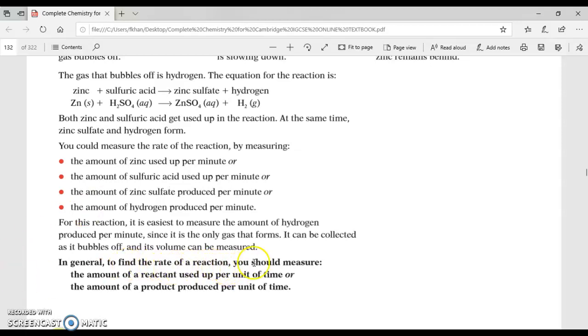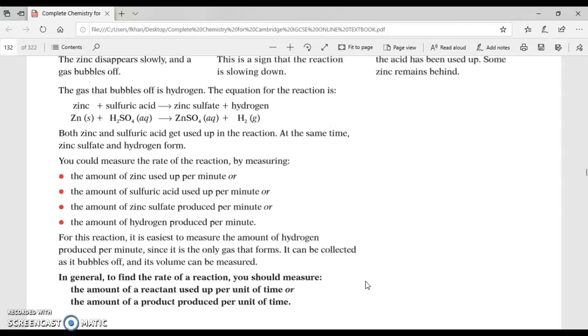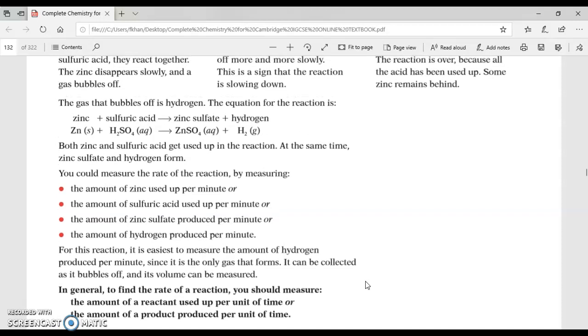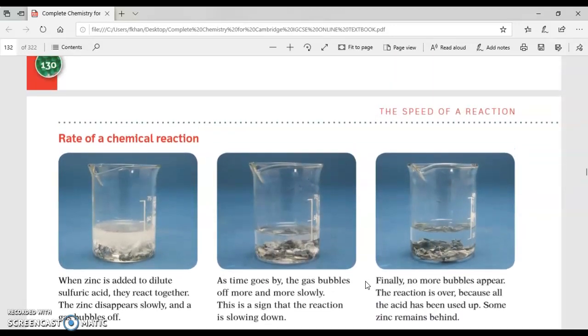In general, to find the rate of a reaction, you should measure either the amount of a reactant used up per unit of time. When we talk about the amount of the reactant, it could be grams, it could even be centimeters cubed if we're talking about a volume. So in general, to find the rate of reaction, you should measure the amount of a reactant used up per unit of time, or the amount of a product produced per unit of time. So remember that when we're talking about the rate of reaction, we're talking about the amount of a reactant used up per unit of time, or the amount of a product per unit of time.